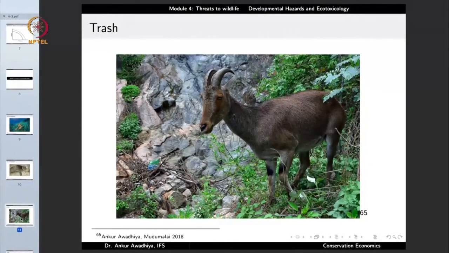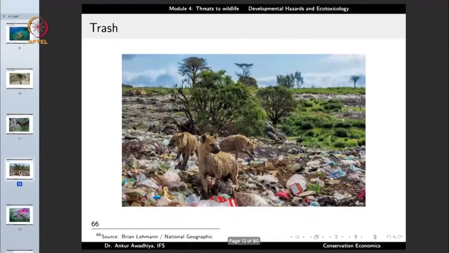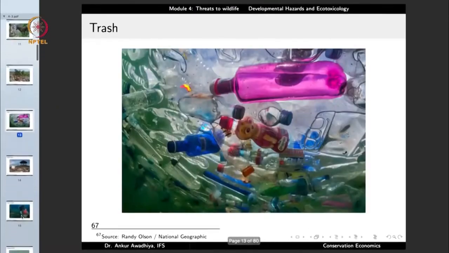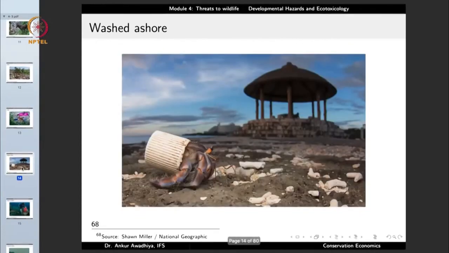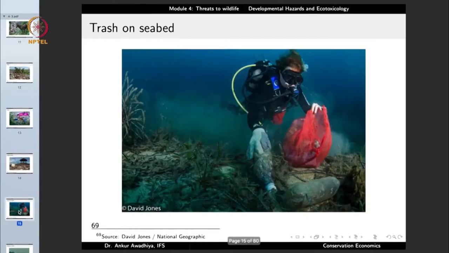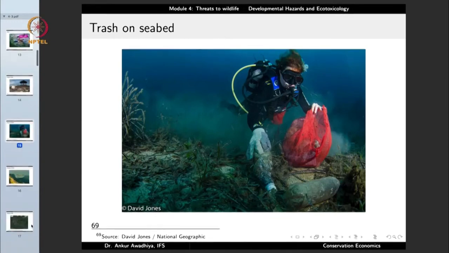Another hazard is trashing the planet. You go to even a national park and you'll find that there is trash all around. So there's plastic that has reached a majority of areas. Our wildlife are now living with the trash. And we are trashing everywhere. We are trashing the water bodies. This trash is coming to the beaches. We are even trashing the sea floor. So trashing of this planet is a hazard of development or economic growth that is unsustainable.